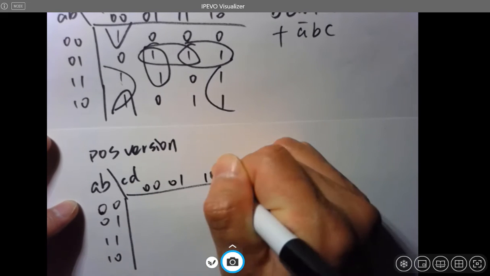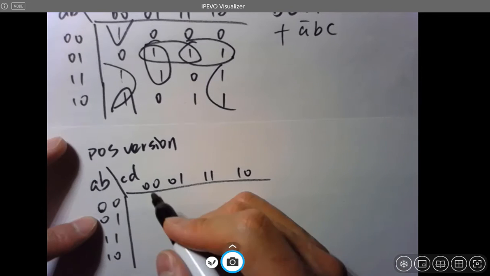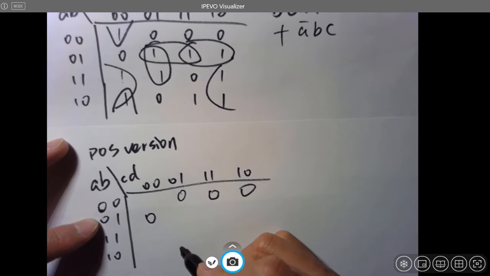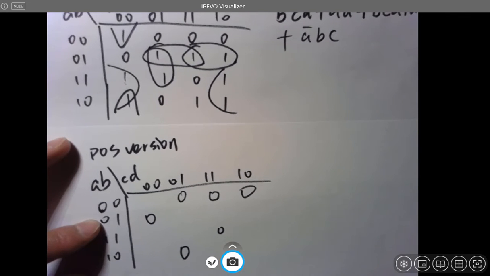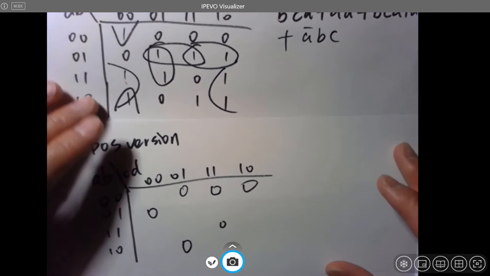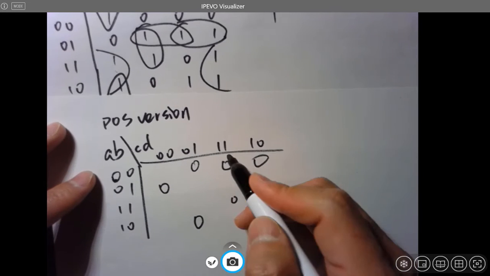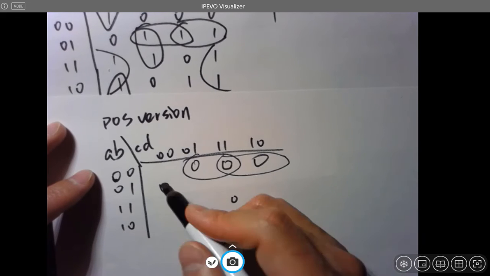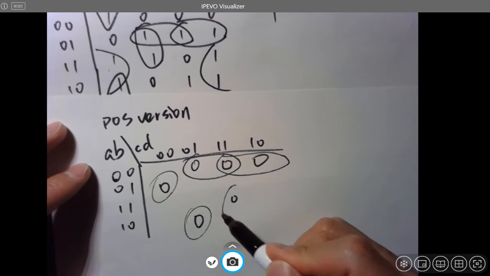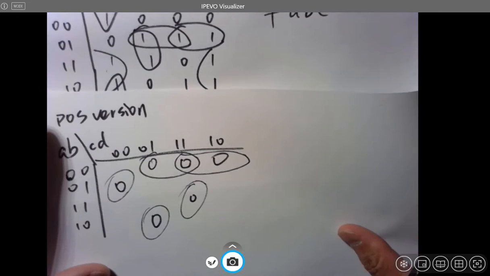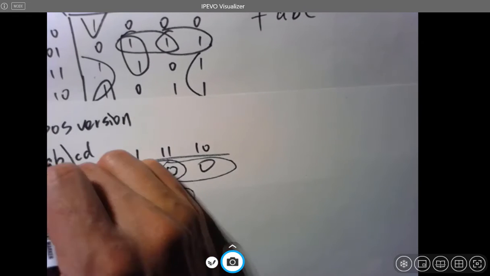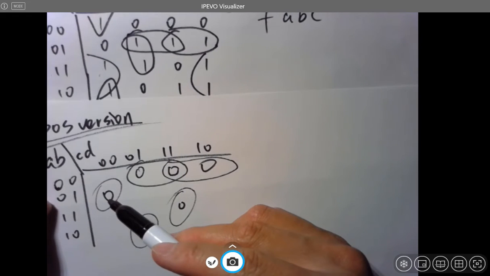Zero, 0, 0, 0, 0, 0. Right? These are all the zeros, like 5, 6 zeros. And let's group the zeros, 2, 2. Unfortunately, you don't have too many groups over here in the POS, which will make the inputs a lot larger. So you are going to have like 4 input OR gates.